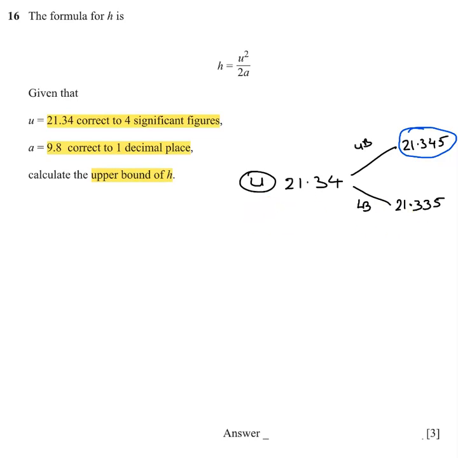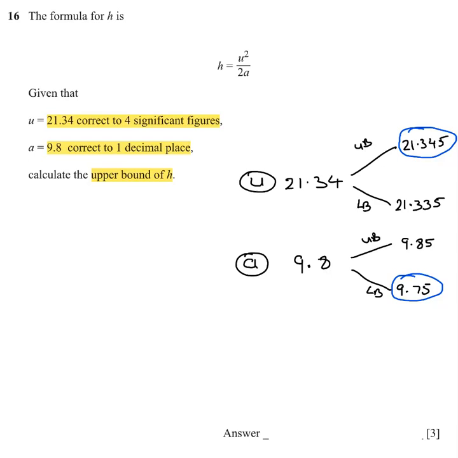Then we move on to a, and you can see the value is 9.8, but it says to 1 decimal place. Just for this particular one, add a 0 on at the end of this as well, and just add 5 and take away 5. So that would be 9.85 and 9.75. And that's your upper bound and lower bound.